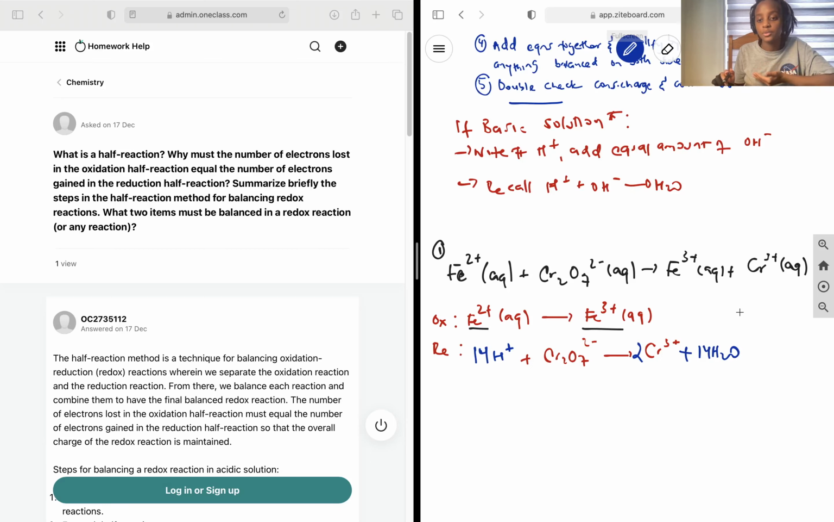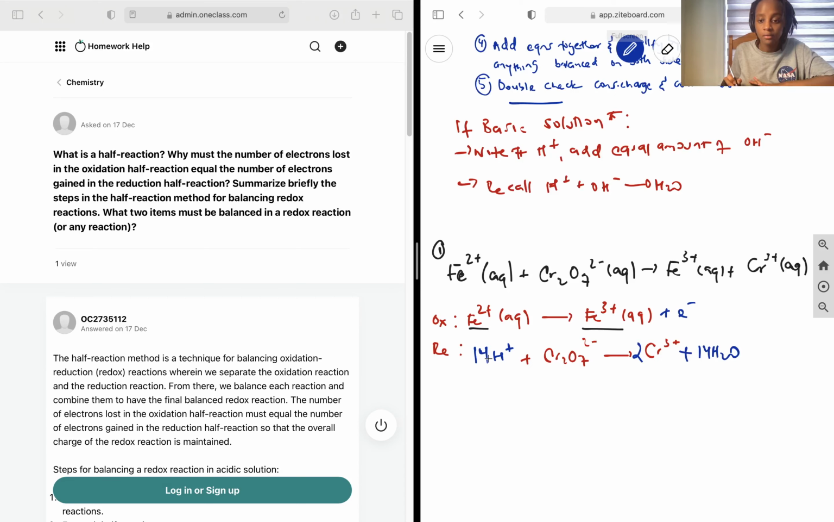So the next thing that we're going to have to worry about is charge. So let's start with the oxidation reaction. And we see that this side has a charge of 2+, and this side has a charge of 3+. And remember, we can only balance with electrons that are negative. So we're going to add 1 electron here, and we get 2+, 2+, so that one is fine.